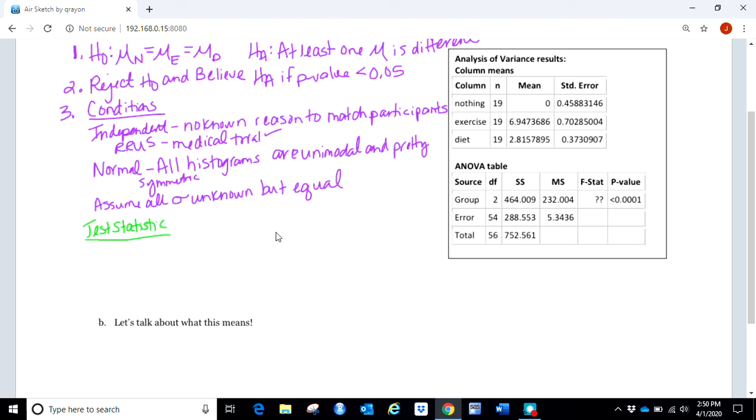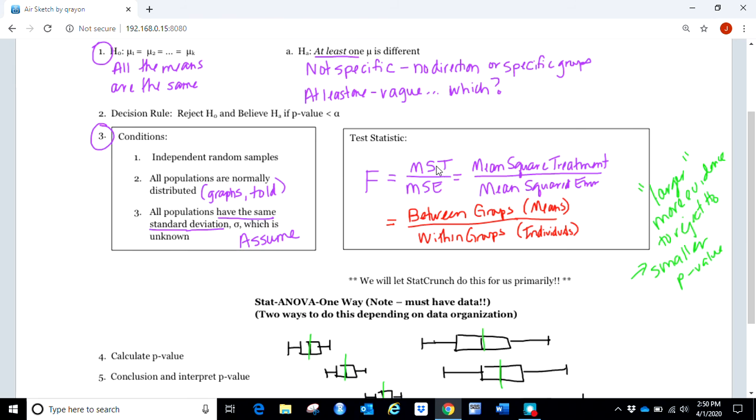Now for this, I'm going to be using StatCrunch to help me. At the very end of the video, I'll show you how I got the StatCrunch output. Right now, let's focus on using what I've provided here for you. So for our test statistic, if I go back and look at our formula, I want this MST over MSE, which is the idea of a mean squared treatment over the mean square error.